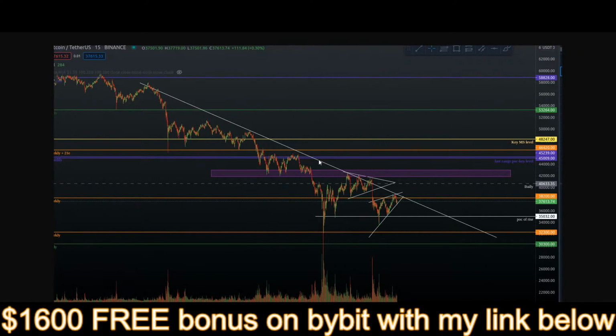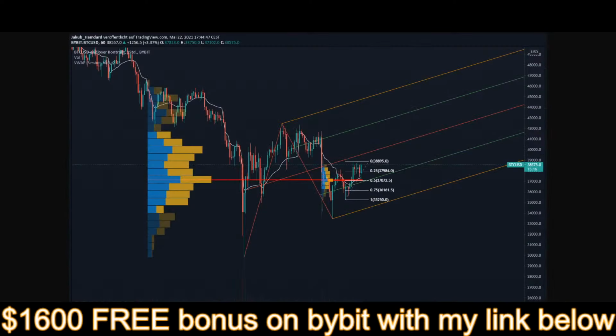And then they're also showing that they have this really sexy trend line that we are also hitting, and they also have this weekly level coming in at 38,200. So there's a lot of resistance above us, and so yeah.